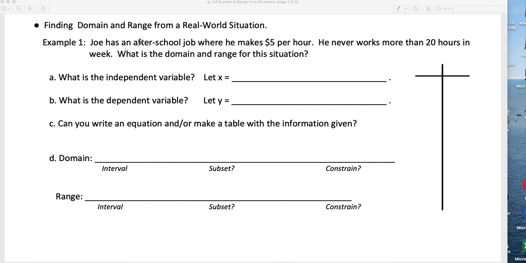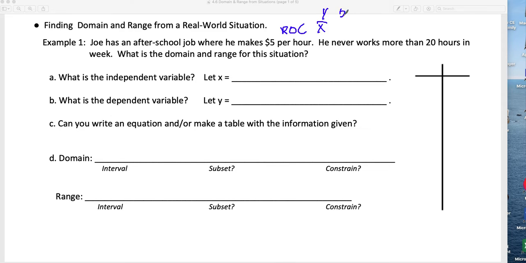So once again, Joe has an after-school job. He makes $5 per hour. He never works more than 20 hours in a week. Well, right there, I know that I've got a rate of change because I've got the word per. And that gives me all kinds of useful information. I can look at that and go, well, I've got hours and I've got dollars, and I know that rates of change are always y's over x's.